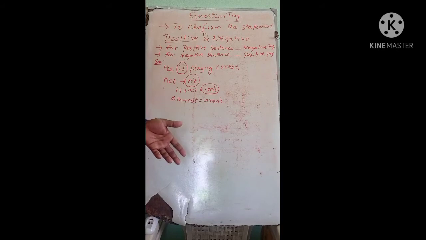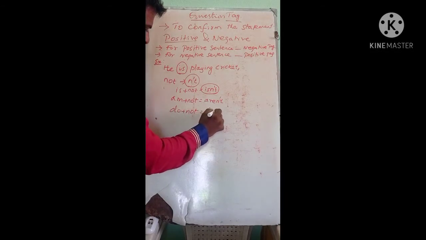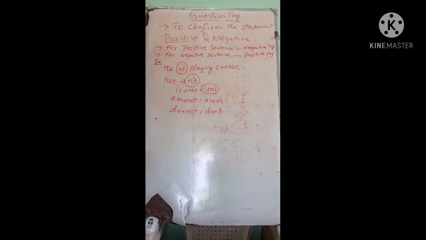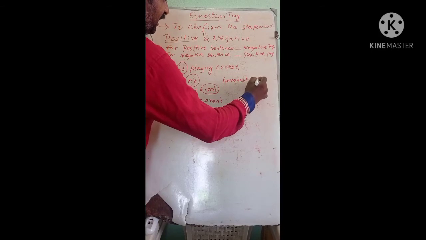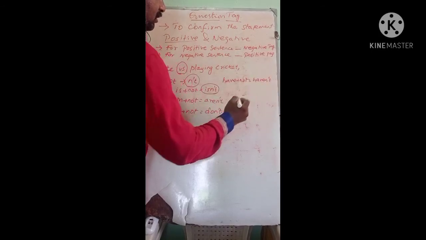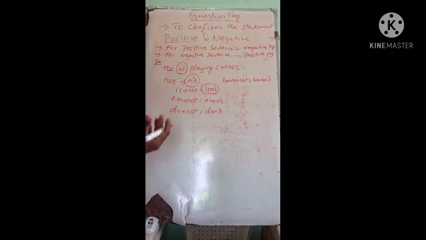In the do forms, do plus not, you should write don't. Does plus not, doesn't. Did plus not, didn't. Have plus not, haven't. Has plus not, hasn't. Had plus not, hadn't. Will plus not, won't.